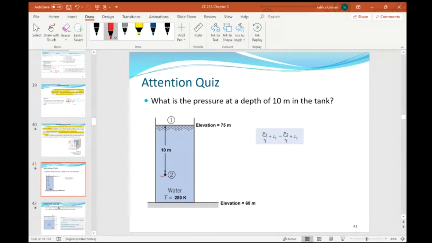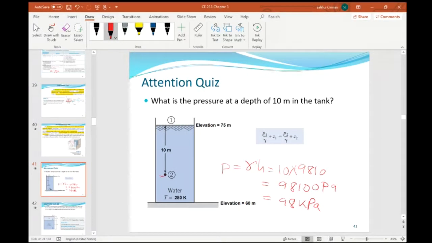The pressure at 10 meters, simply due to the height, is gamma h. You have 10 meters times gamma, 9810, which is going to be in Pascal. In kilopascal, you have 98 kilopascal. So this is the pressure due to the height of the water.